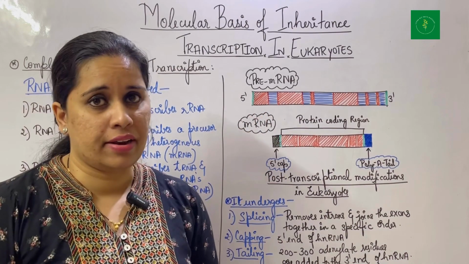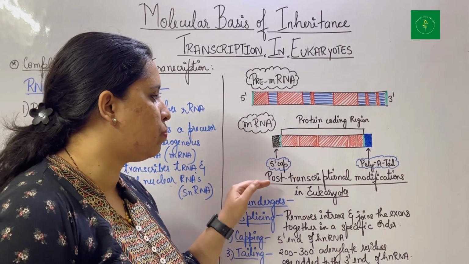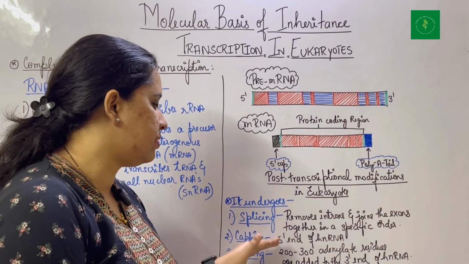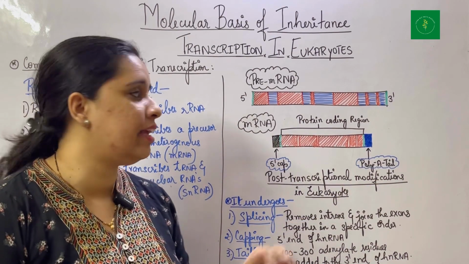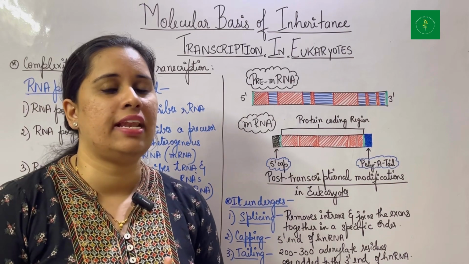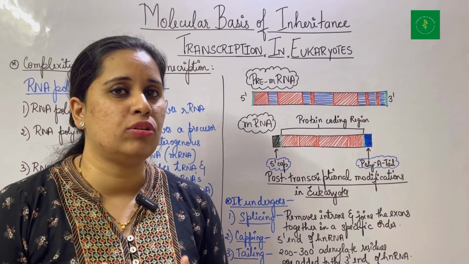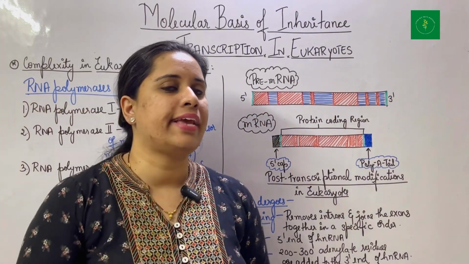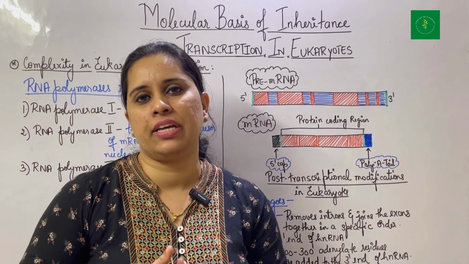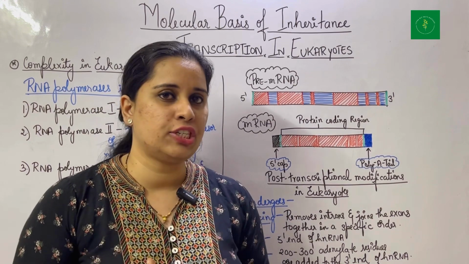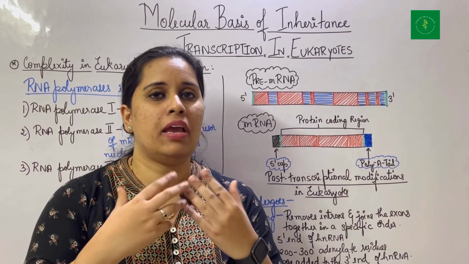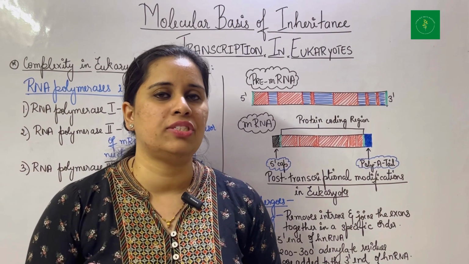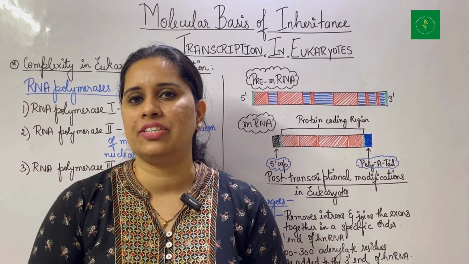Now the pre-mRNA has to undergo post-transcriptional modifications like splicing, capping and tailing to form a functional mRNA, or processed heterogeneous mRNA. And the second complexity: the processed RNA, which is functional now, has to be transported out of the nucleus for the next process, that is called translation.